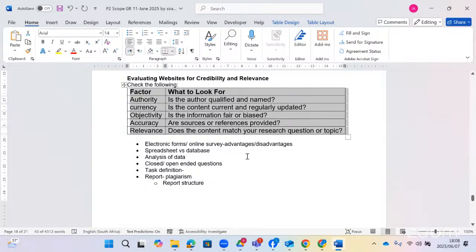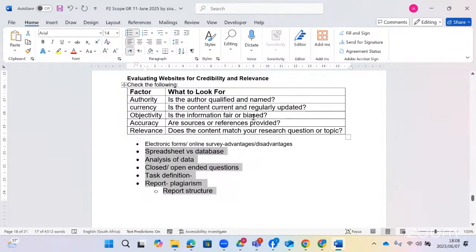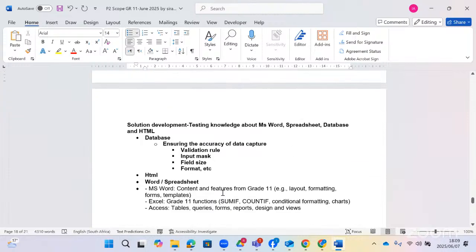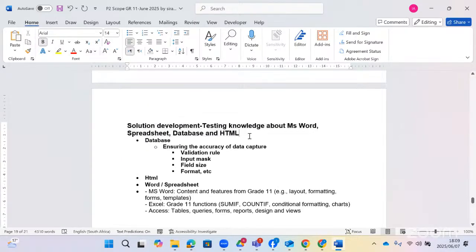Then the electronic form or online, their advantages and disadvantages. Don't forget, spreadsheet for analysis of data is also included in PET. Closed question versus open-ended question. The closed-ended questions are the ones that involve yes and no, and the open-ended is the one that gives more opinion. You must take note of that. Plagiarism in the PET, and then the report structure as well. You must know that. Now, the solution development, which is normally question 8. For question 8, mostly 15 marks.